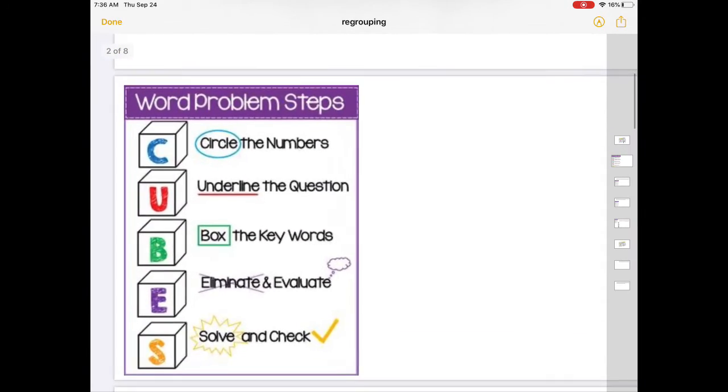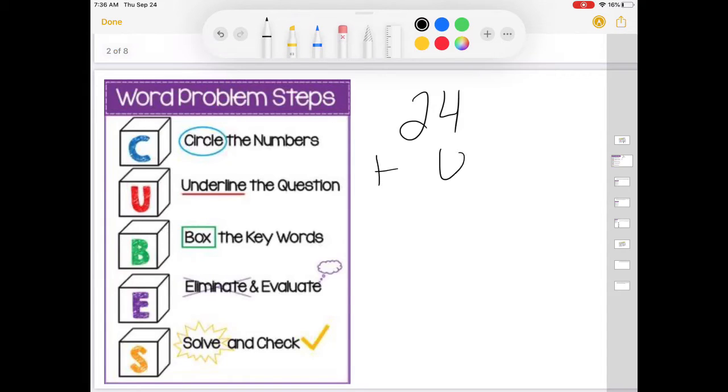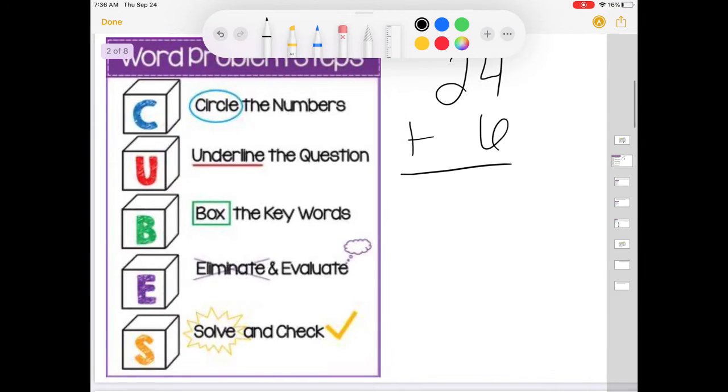So we are going to look at word problems today. And word problems are math problems that are just lengthened. You have to read to find your numbers. So instead of giving you 24 plus 6, they're going to say, Miss Sullivan has 24 pencils. She buys 6 more. How many does she have altogether? And that is what a word problem is.